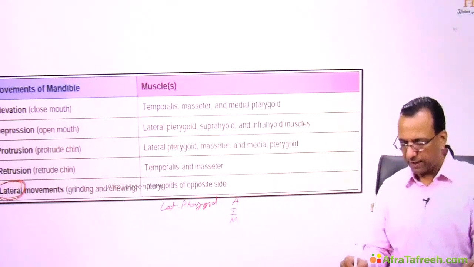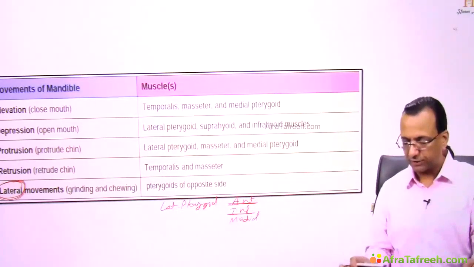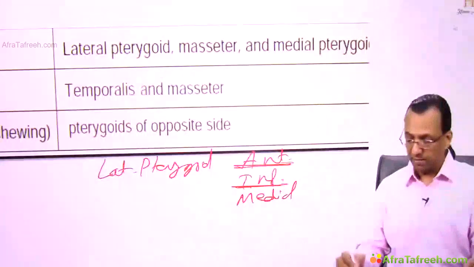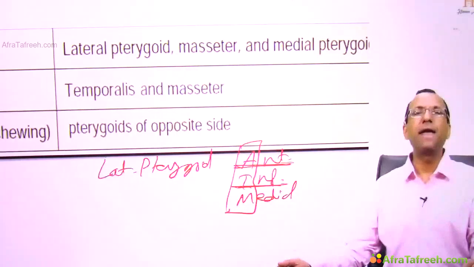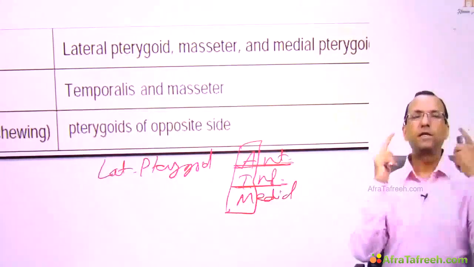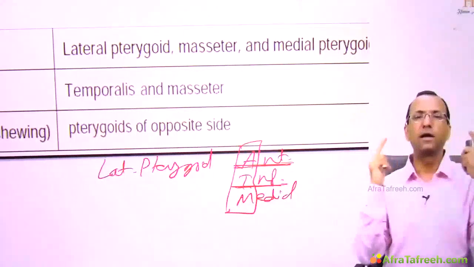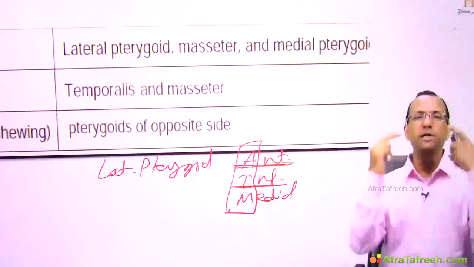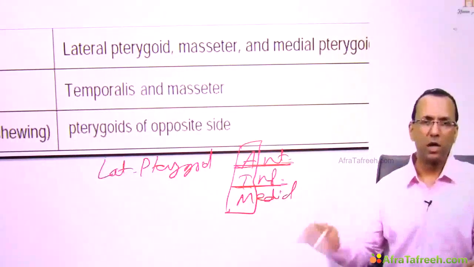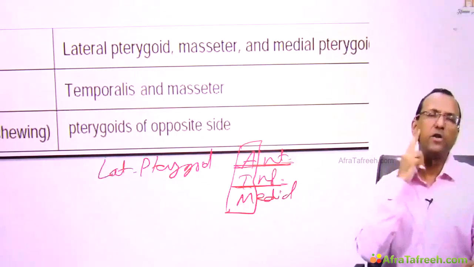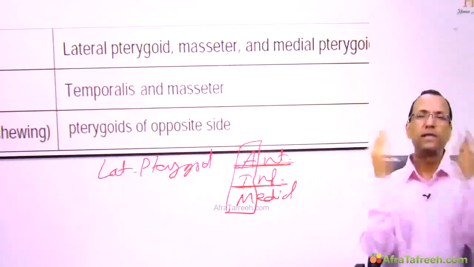A-I-M: aim the mandible. Take the mandible anterior? Yes. Take the mandible inferior? Yes. Take the mandible medial? Yes. Lateral pterygoid muscle will aim the mandible: anterior, inferior, depressor, and medial. So, what will happen if one of them is not working? Right lateral pterygoid not working? See, normally they balance each other. Medial vector cancelled.